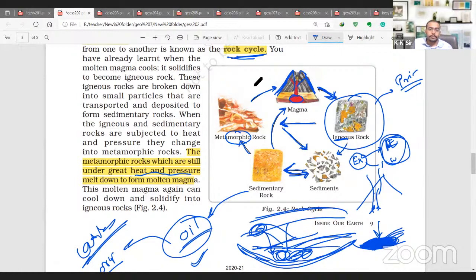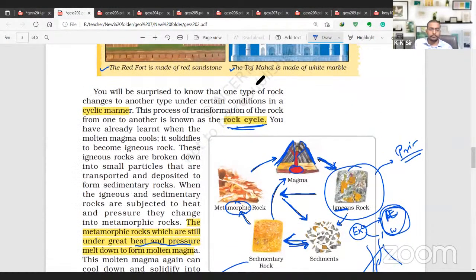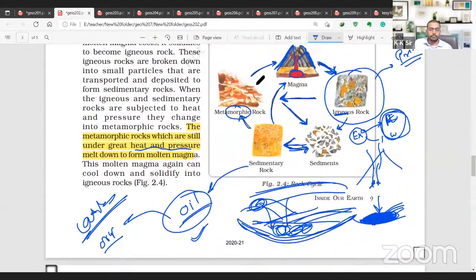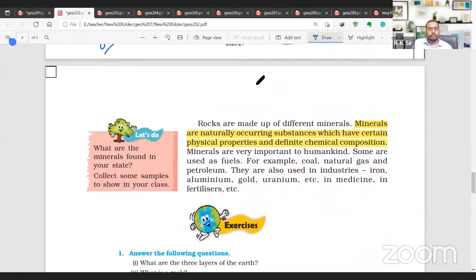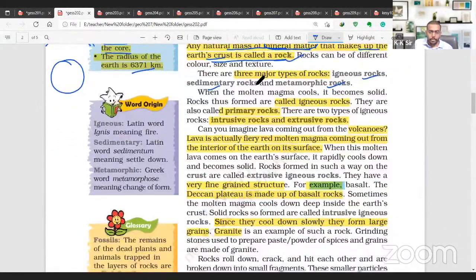समझ में आया? ये पूरा रॉक साइकिल समझ में आया? So try to draw it with your hand. यहाँ पे कुछ examples भी होंगे.